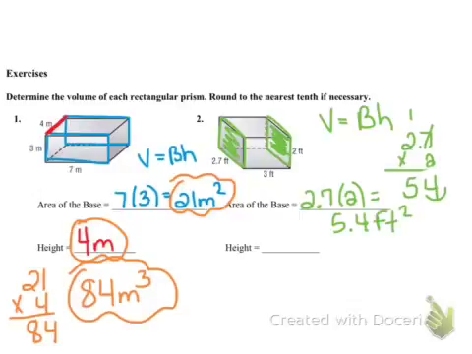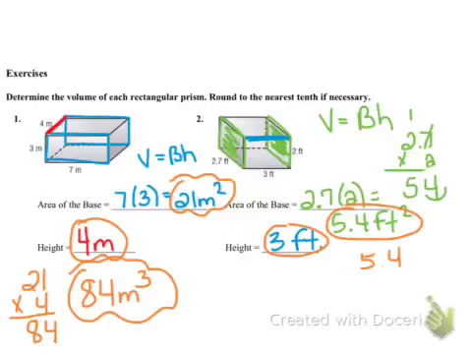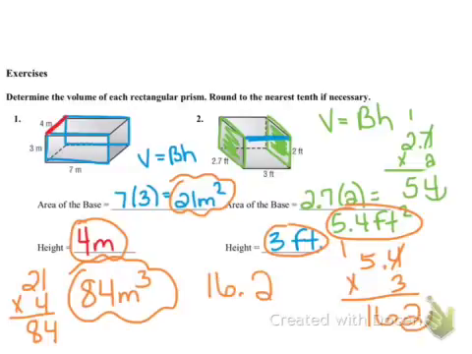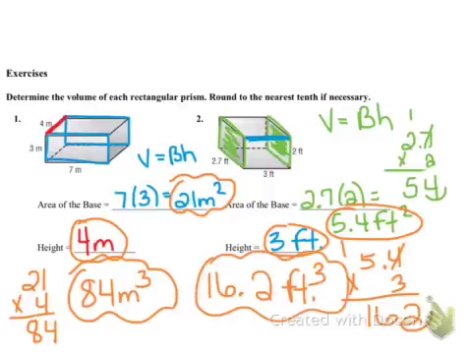I've got to multiply that by the prism height, which is the distance from base to base. So that's this distance right here. That's 3 feet. And so at that point, then I simply multiply the area of the base times the height. So 5 4/10 times 3. And we get 16 2/10 cubic feet is our volume.